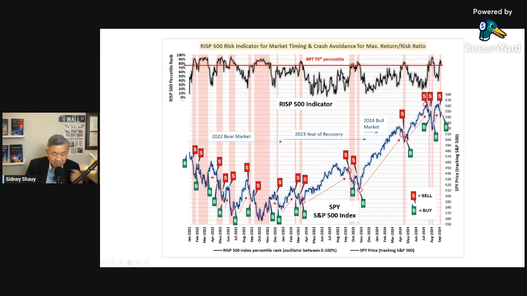So in my case, what happens is that every time the RISP 500, the risk indicator, goes above the 75 percentile, for me, it's a sell signal because this risk is too high for me, right? That's based on my own risk tolerance. So this is customizable to each investor, right? Each investor has a different risk tolerance, so they can use different RPTs, so they can better control what they do here.